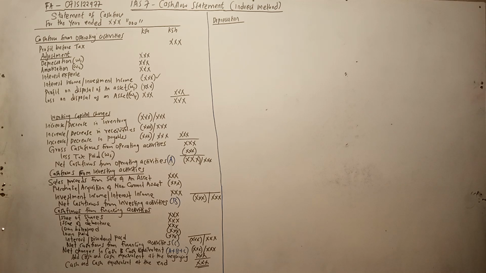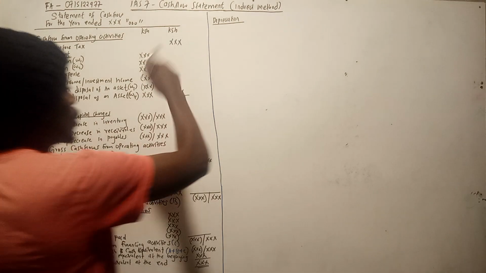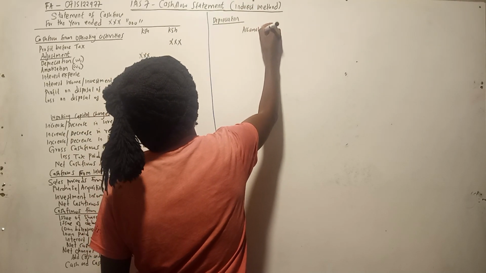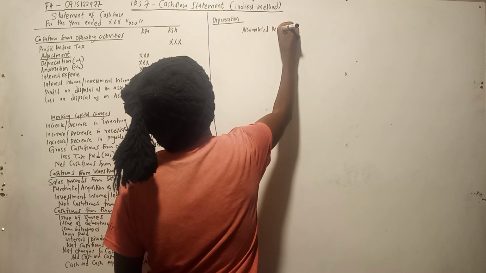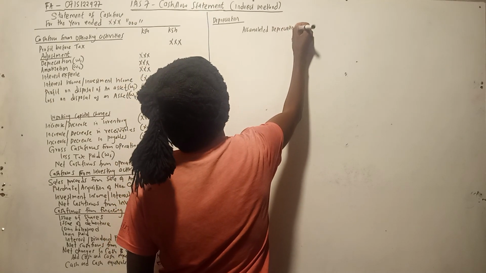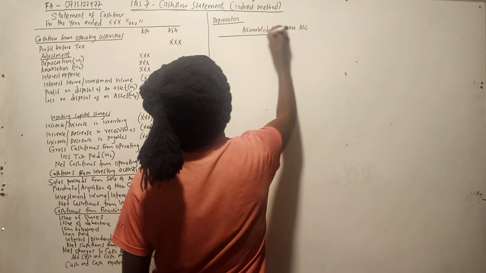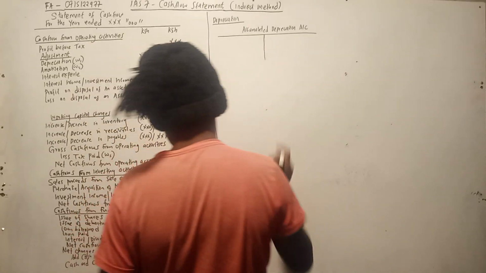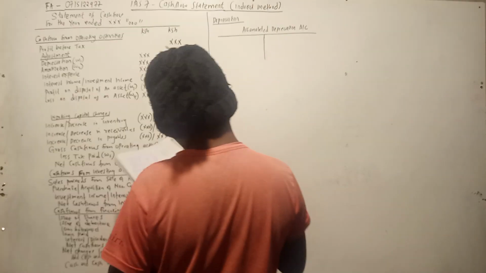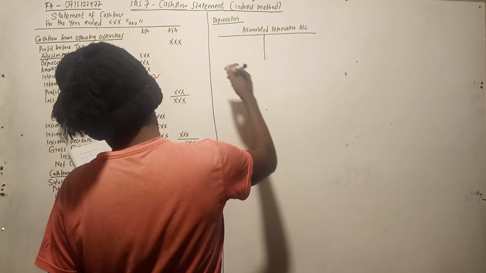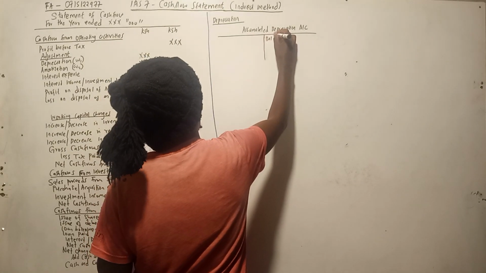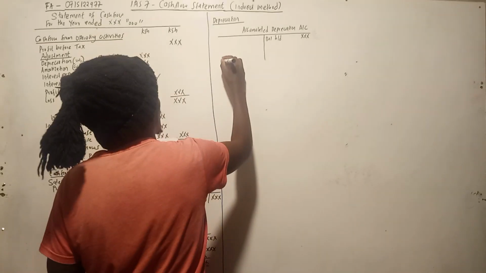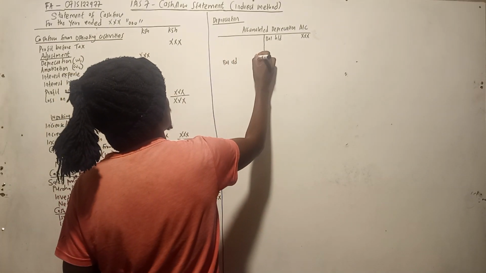Now depreciation is prepared from the accumulated depreciation. So you need to open the accumulated depreciation account. We start with the balance brought down for the accumulated depreciation. Then balance carried down.